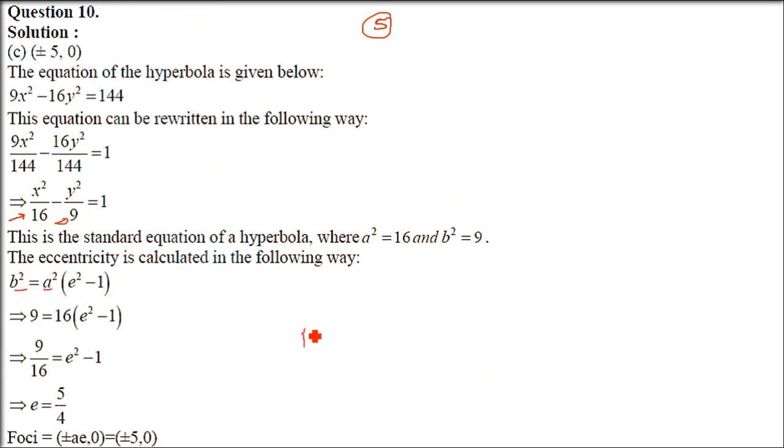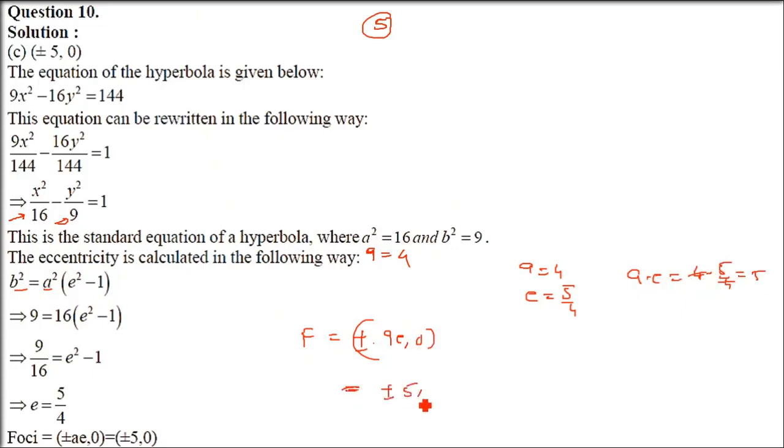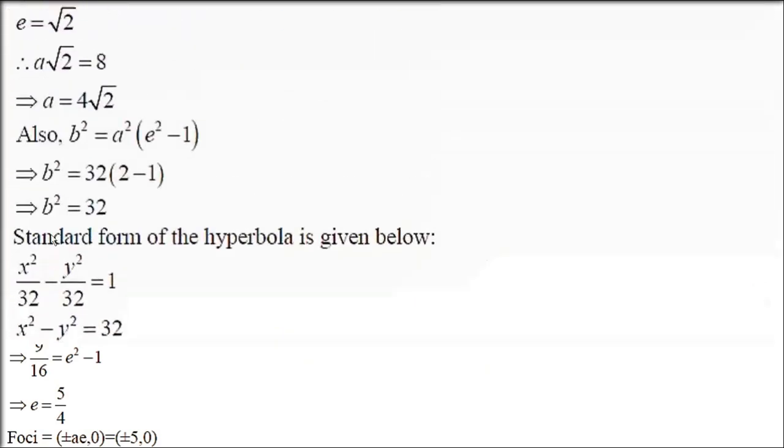Now e is 5 by 4. You know, the foci are plus minus AE comma 0. What is A? A square is 16, so A will be 4. And E is 5 by 4. So 4 into 5 by 4 is going to be 5. So you have plus minus 5 comma 0. This is your answer. Option C is correct.